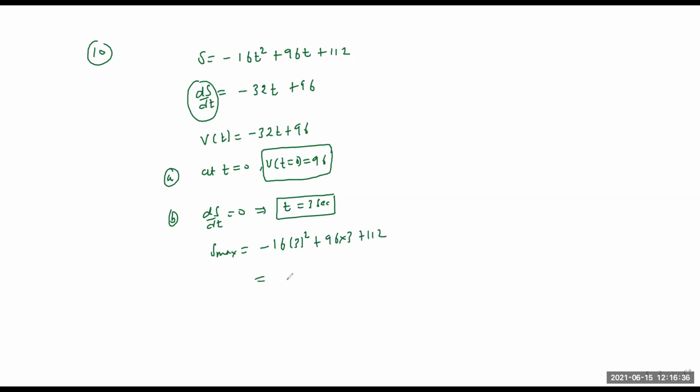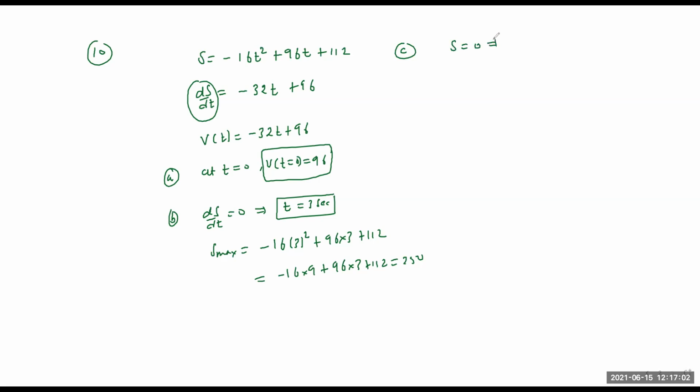So this will give you how much? Minus 16 into 9. It is 256. Okay, I believe what you're saying is correct. And its velocity when s is 0. Okay, that's important. No, that's a mistake. S is 0 will give you time.